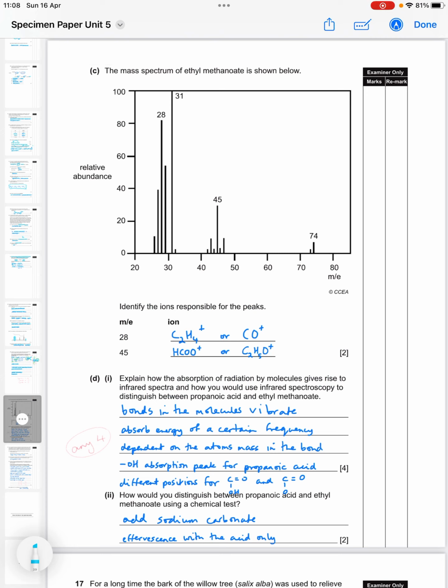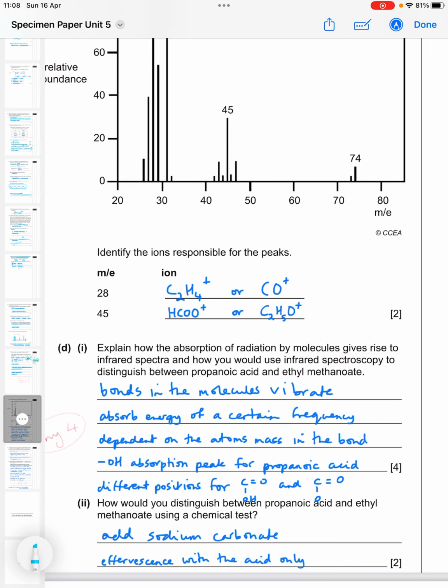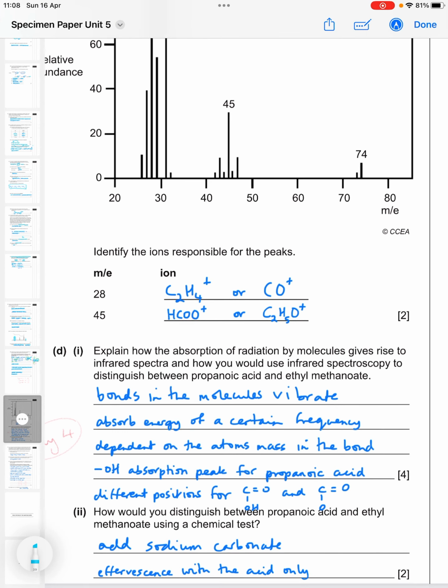And the mass spectrum is shown of ethyl methanoate. So it's given you different peaks here, and then identify the ions responsible for the peaks. So you have a couple of alternatives you could have for each one of these.